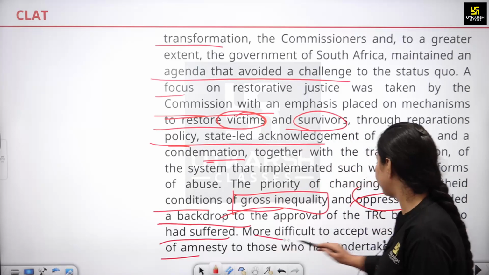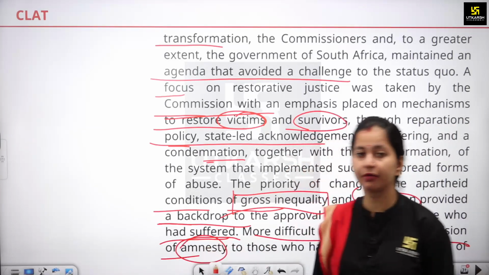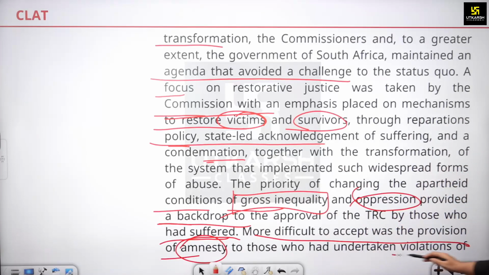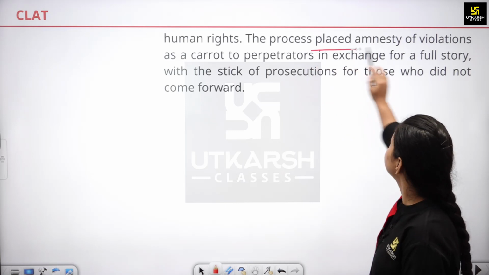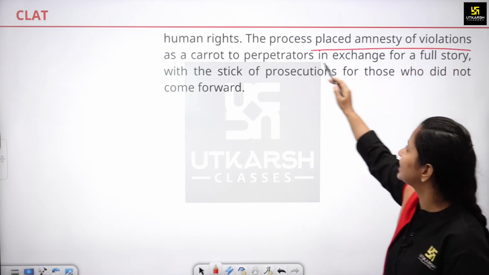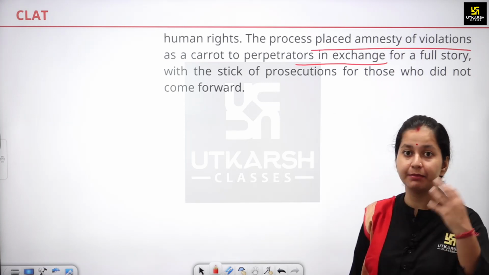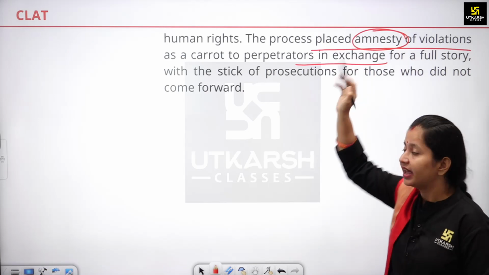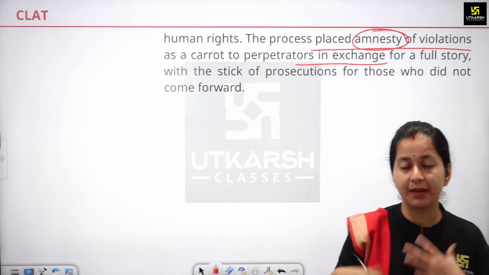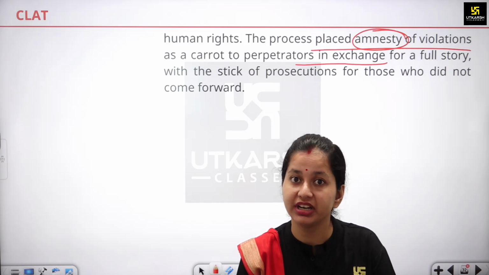It means more difficult to accept was the provision of amnesty. The provision of amnesty was even more difficult for those who have undertaken violations of human rights. The process placed amnesty of violations as a carrot to perpetrators in exchange. So here amnesty of violations means that if there is a case against you, the case will be withdrawn by the government.